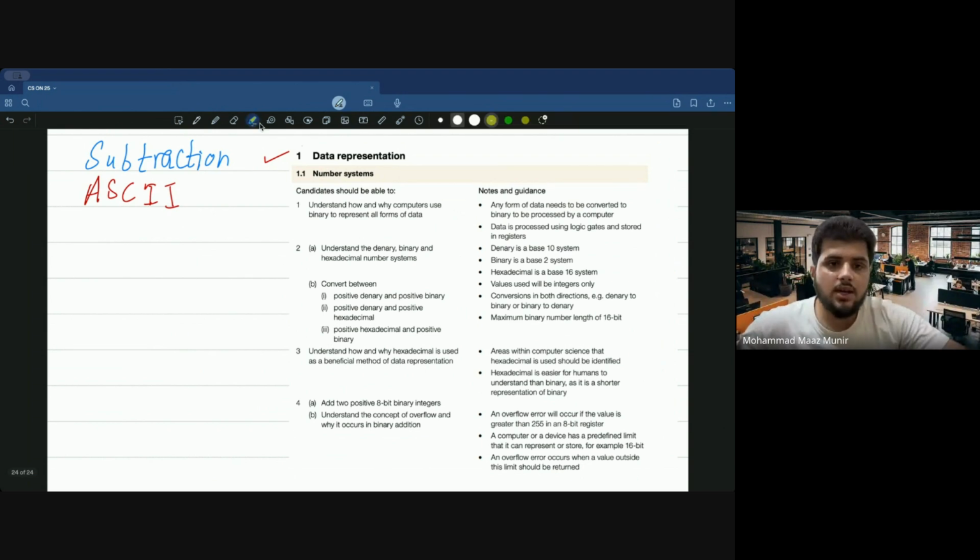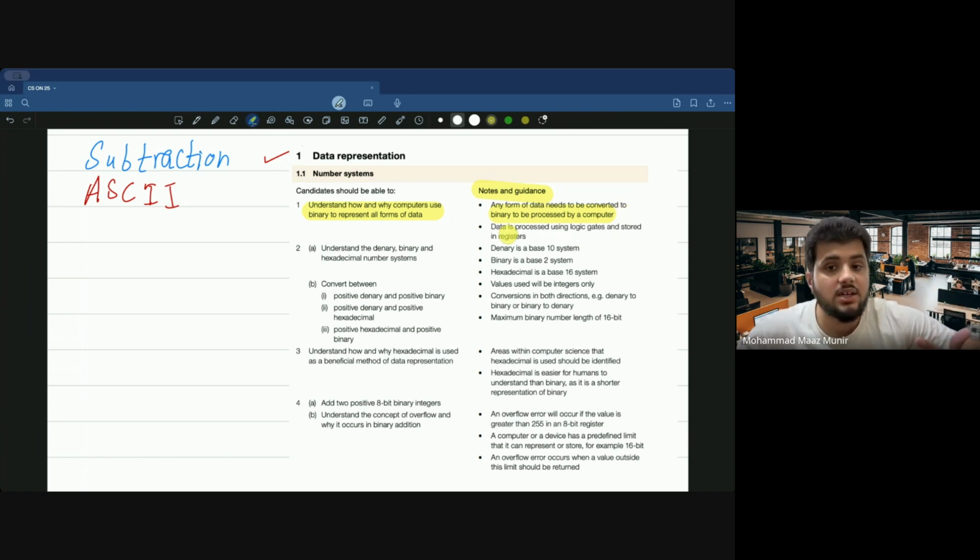The first thing, understand how and why computers use binary to represent all forms of data. You always have notes and guidance if you forget कि हम क्या करें. So you see, any form of data needs to be converted. We have already studied this, right? So that a computer only gets data in binary. It doesn't understand the conventional thingy.